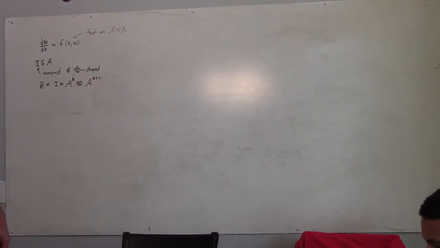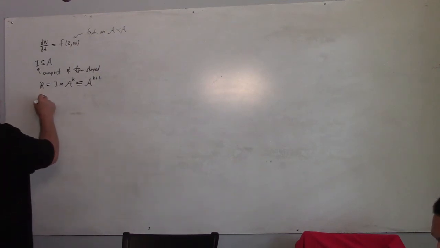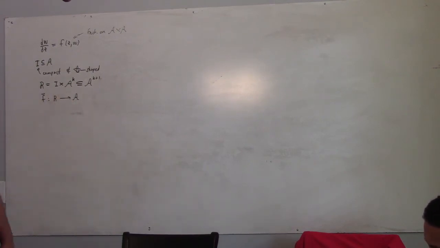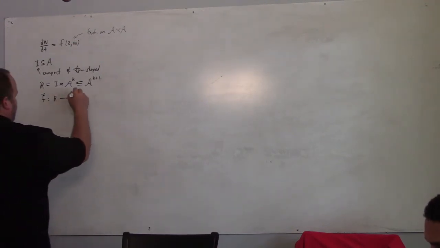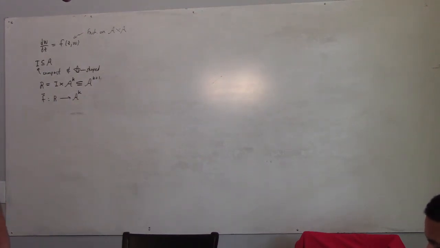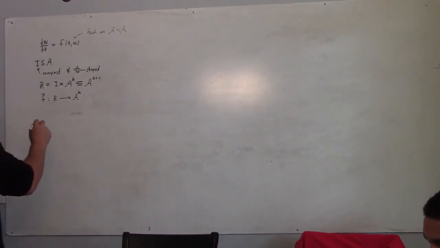And you've got this function, which is from R to where? To A again, right? Actually, I'm greedier than that. It's A^k-valued. And I assume that the condition that I need is that this is differentiable.